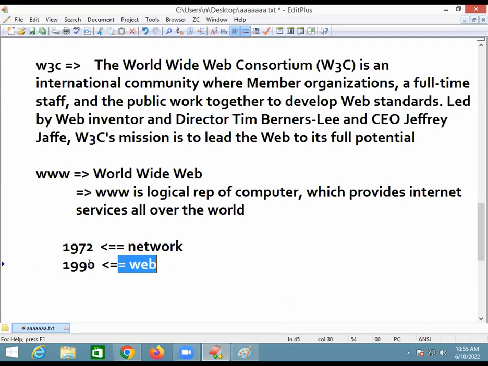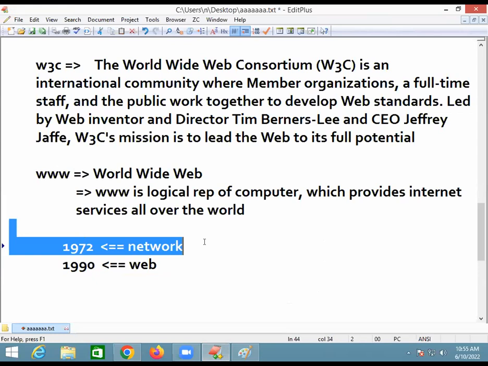The web started in 1990, sir. Networking started in the 1960s. Who invented the network? US Defense Department engineers. And the web was invented by Tim Berners-Lee. The web was developed by Tim Berners-Lee. Networking was developed by the US Defense Department.